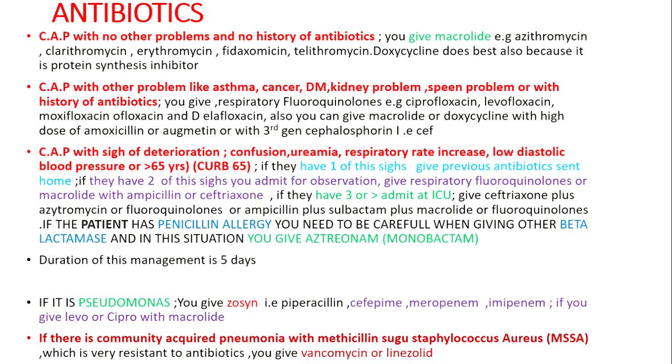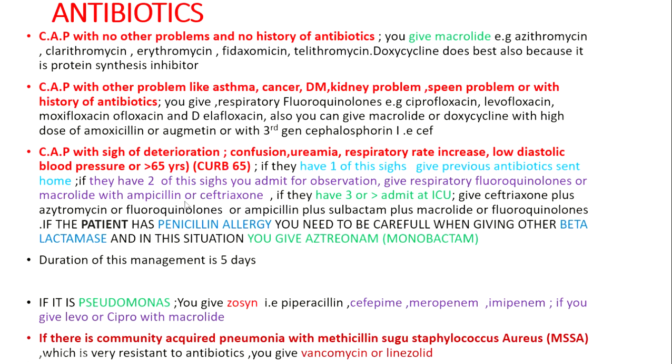Second, if the patient has two of the signs, let's take for example a patient who comes to your facility with confusion and increased respiratory rate. So what will you do? You will admit the patient. First thing, you admit the patient, and then you keep fluoroquinolones or a macrolide with ampicillin. So now you will change. You will not keep amoxicillin or Augmentin here, but you will give ampicillin or ceftriaxone, which is a third generation cephalosporin.